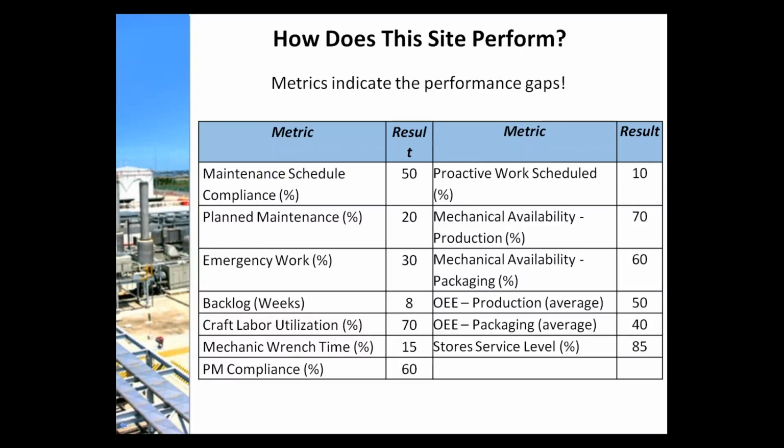Craft labor utilization should be much higher than 70. Mechanic wrench time, because of all the breakdowns and all the unplanned work, 15% is completely unacceptable. It should be at least in the mid-30s for most sites. PM compliance should be well above 80. Proactive work scheduled should almost be in the 60 to 80% range. Mechanical availability should be much higher. And again, all these metrics indicate that this is a very reactive site, a site that is just not ahead of its failures, and the failures are ruling the day.